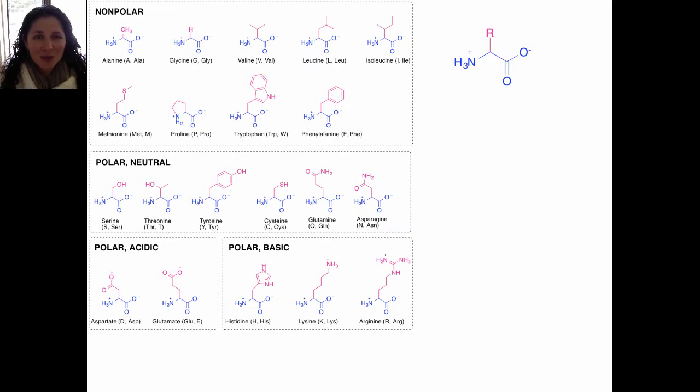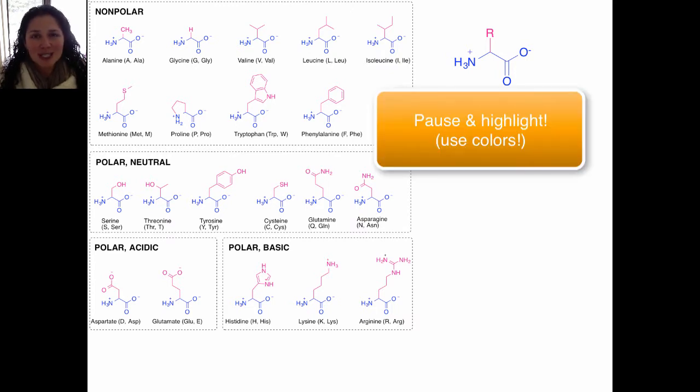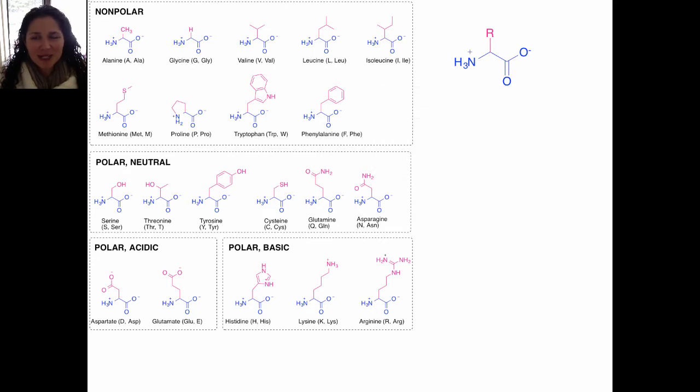Take some time now to please highlight these parts of the amino acids in different colors. Use highlighters or colored pencils to distinguish between the backbone groups that are the same between all amino acids and the side chains, which are different. Each amino acid will have the same types of functional groups, either amines or protonated amines, and carboxylic acids or carboxylates. I'd also like you to notice that each one of these amino acids has a name depending on what the side chain is. And each name has a shorthand version, a one-letter abbreviation or a three-letter abbreviation.